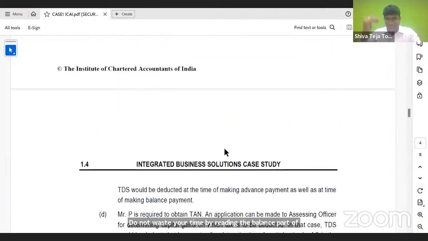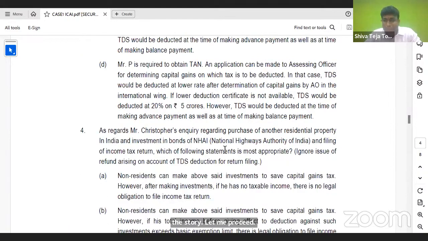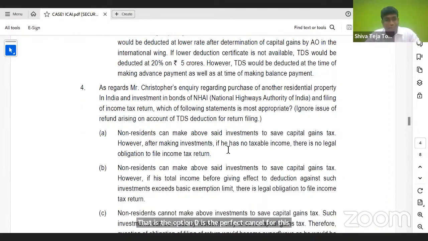Let me proceed. Fourth one to look at, P is required to obtain TAN. Absolutely true. Application can be made to the assessing officer for determining the capital gains on which tax is to be deducted. In that case, TDS will be deducted at a lower rate after determination of capital gains by the AO. And if a lower deduction certificate is not available, TDS will be done at the rate of 20% because it is long term. His ancestor has procured the property. However, TDS will be deducted at the time of making advance payment as well as at the time of making the balance payment. Very true, because TDS will always be done at the time of payment or at the time of credit, whichever is earlier. That's the reason why option D is the perfect answer for this particular question, which talks about TDS on purchase from Mr. Christopher. Moving ahead, my dear students.